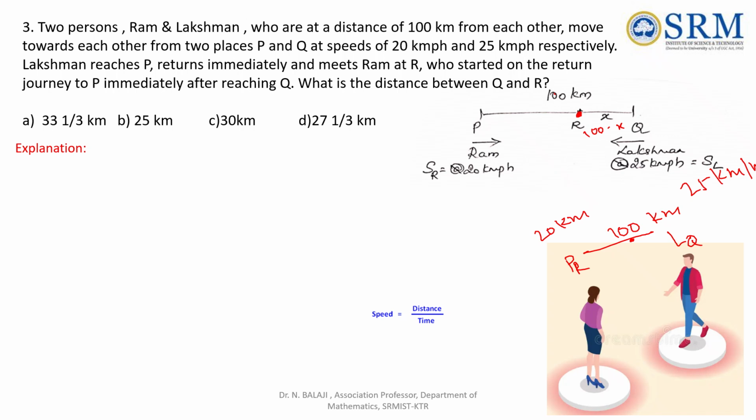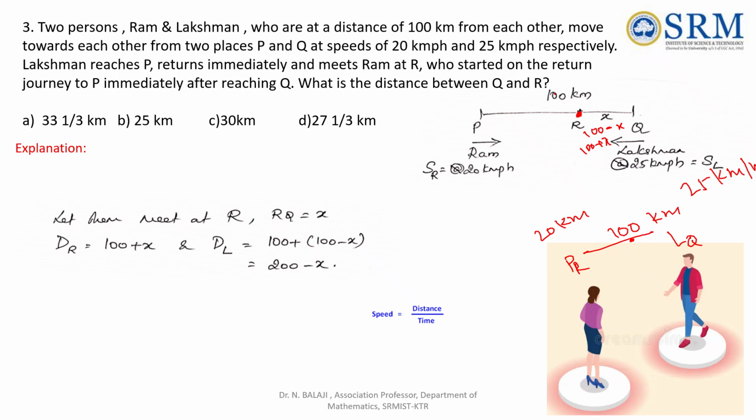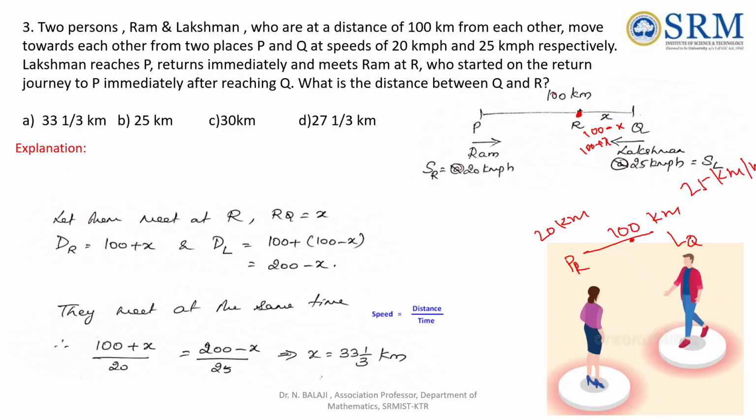He is going one full length and coming back, that is 100 plus x. So one person goes 100 plus x. That is given, and you can make two calculations. First, Ram travels 100 plus x, and Lakshman travels 100 plus 100 minus x. Both are added, and they meet at a particular point. For that point, we want to calculate the distance traveled by time.